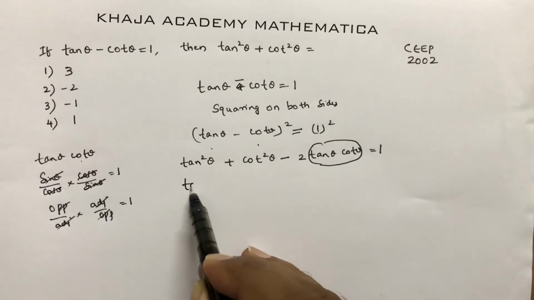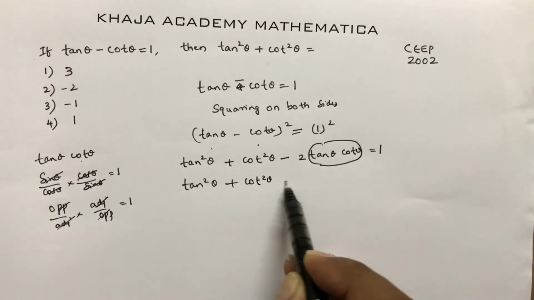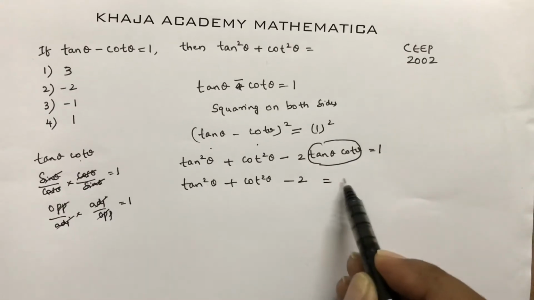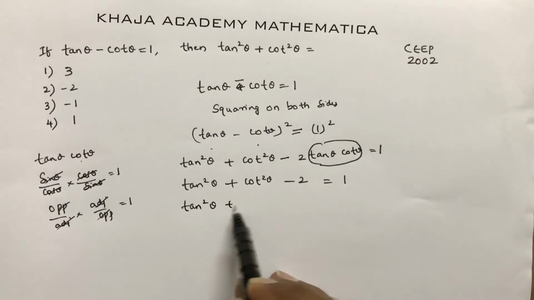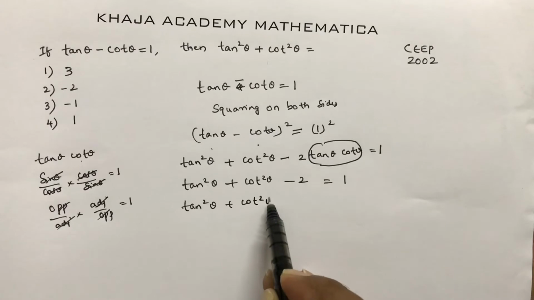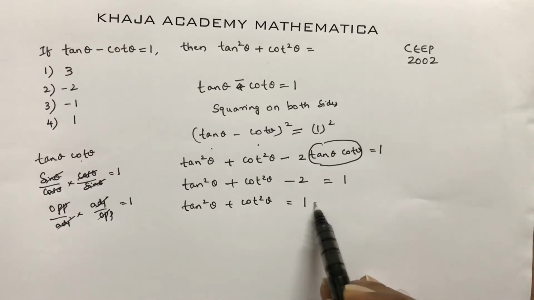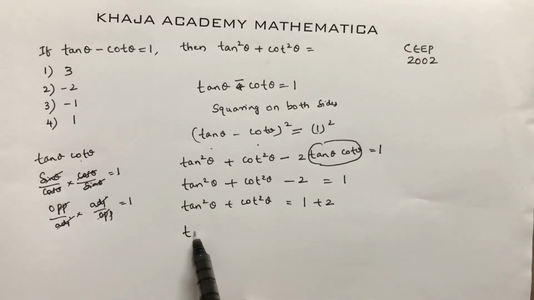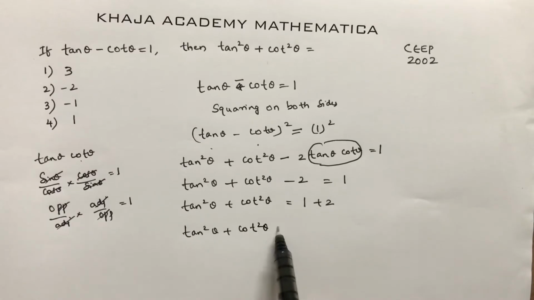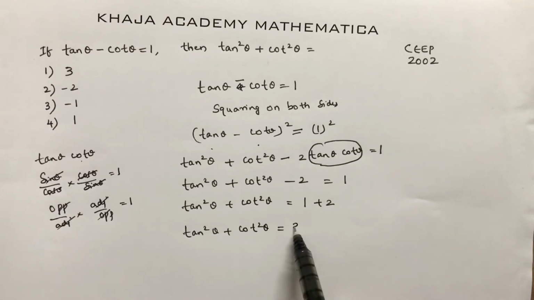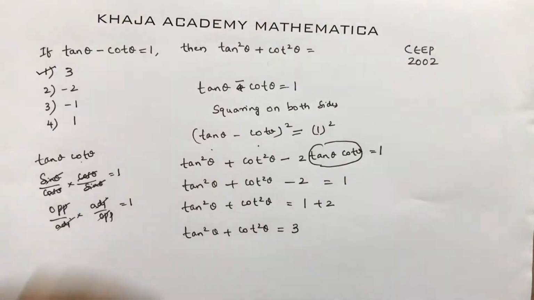So tan square theta plus cot square theta minus 2 into 1 is 2, equals 1. So tan square theta plus cot square theta is 1 plus 2 on transposing, minus 2 becomes plus 2, which is 3. So the correct answer is 3, so here the option is 1.